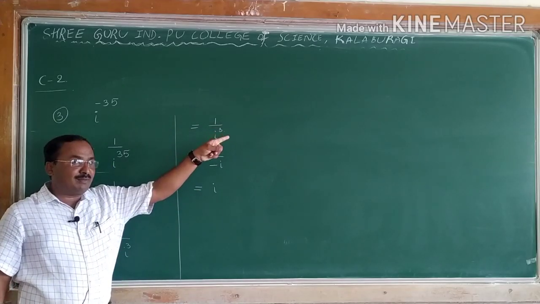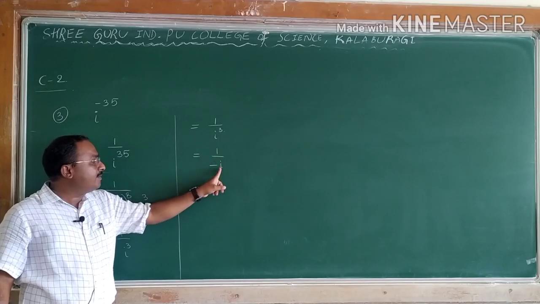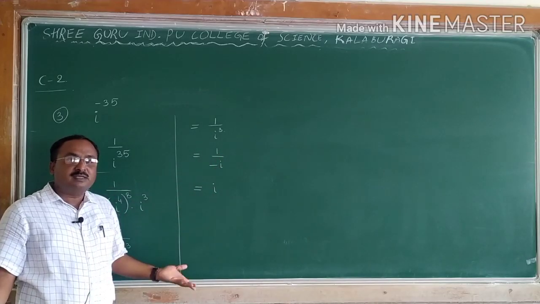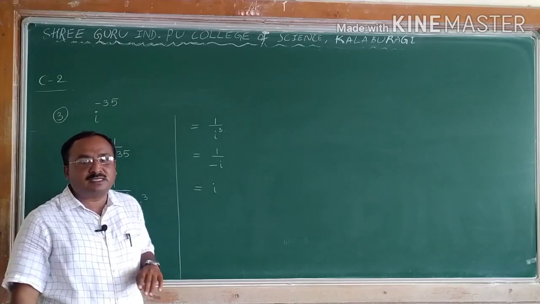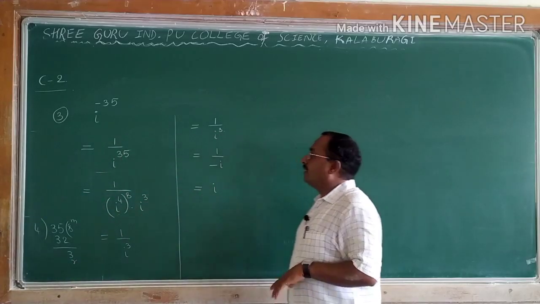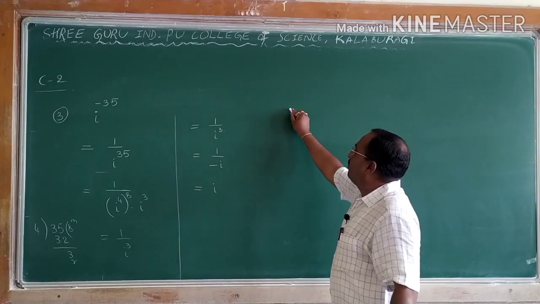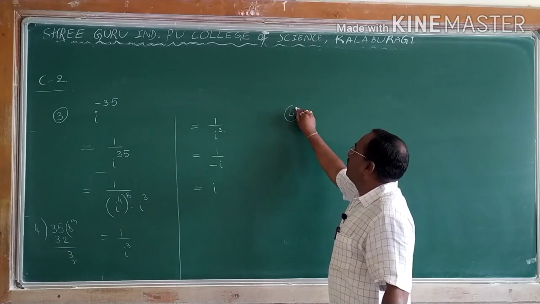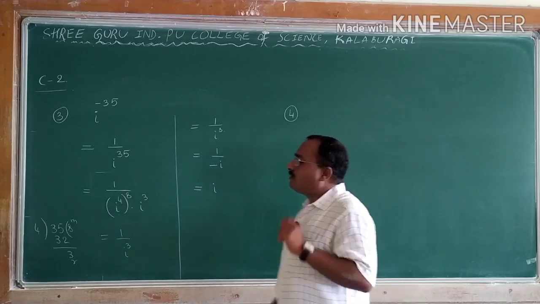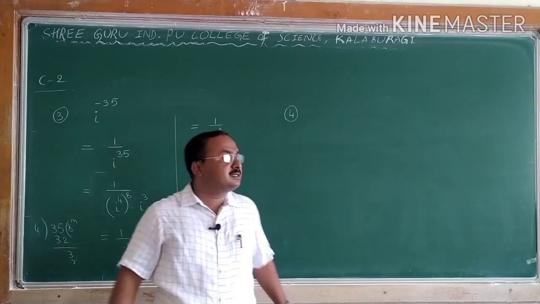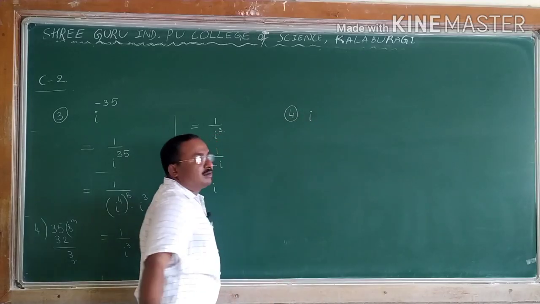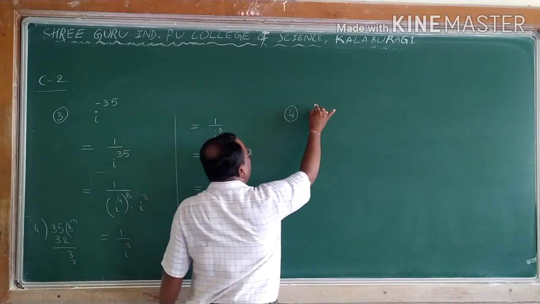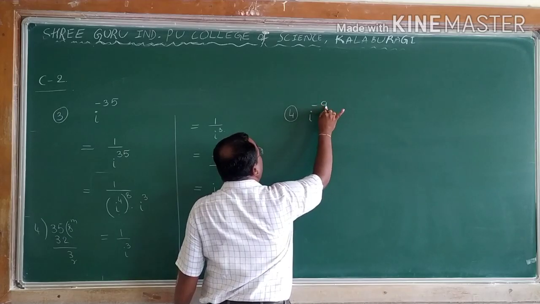Refer to note number 2. That is, the note is what? 1 by minus i is plus i. Suppose 1 by plus i is what? Minus i. That is the reason here 1 by minus i is plus i. Next, example number 4, that is i power minus any value. i power minus 9.